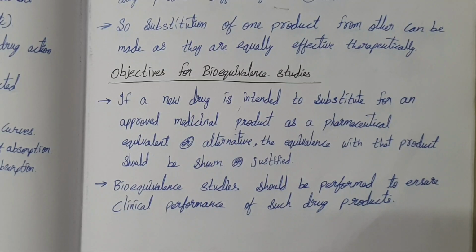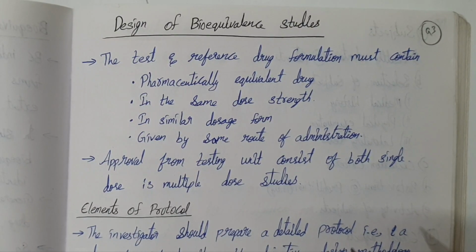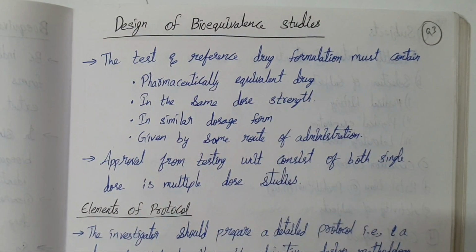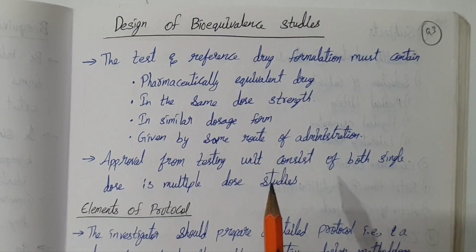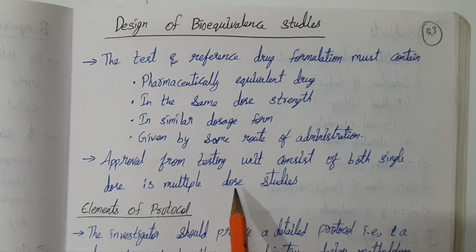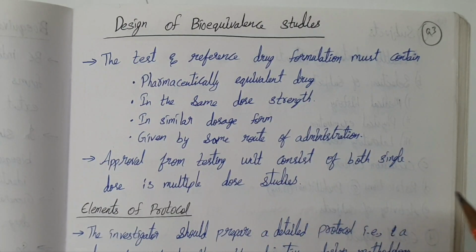Let's look at why bioequivalence studies are essential. If a new drug is developed to replace an existing one, equivalence must be proven. These studies ensure the new drug performs clinically just like the original one. For this, both the test and reference drugs must be pharmaceutically equivalent: same dose, same strength, same dosage form, as well as the same route of administration. Bioequivalence studies may include single dose or multiple dose, depending upon the type of drug.